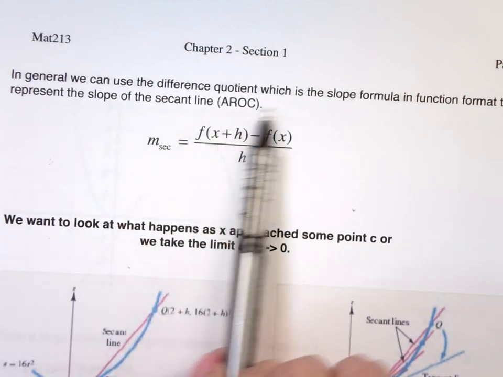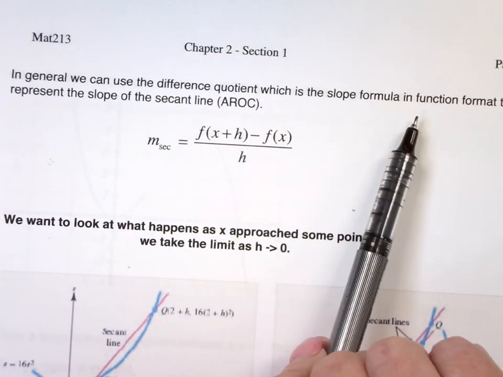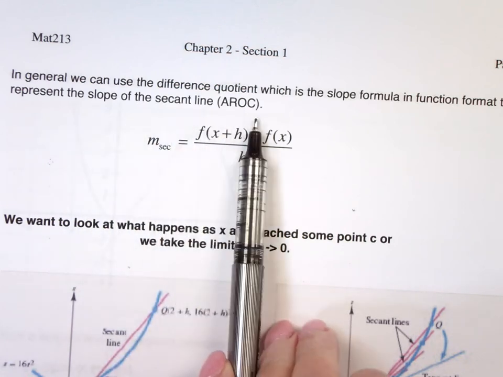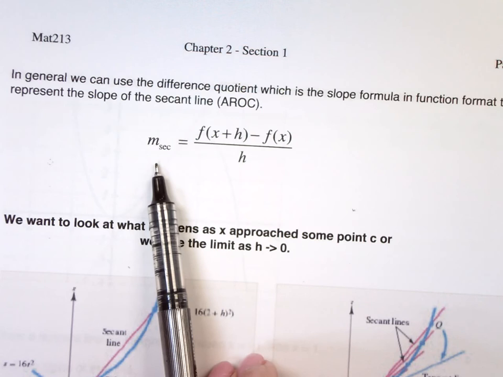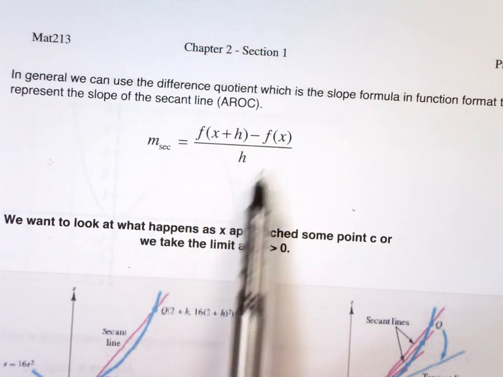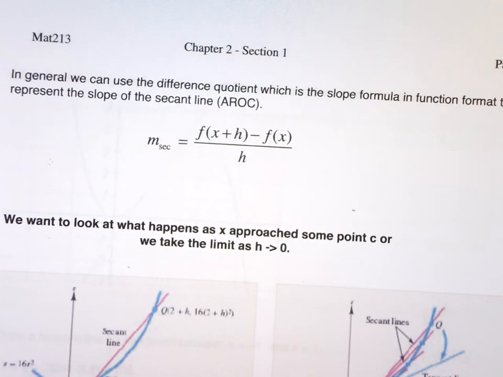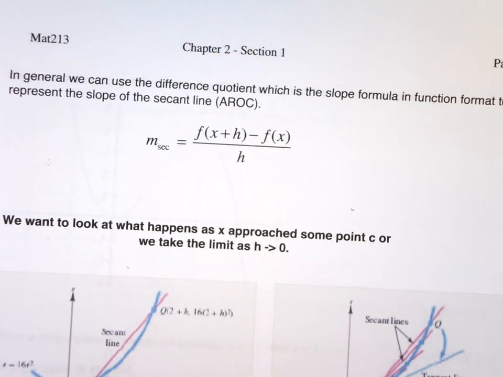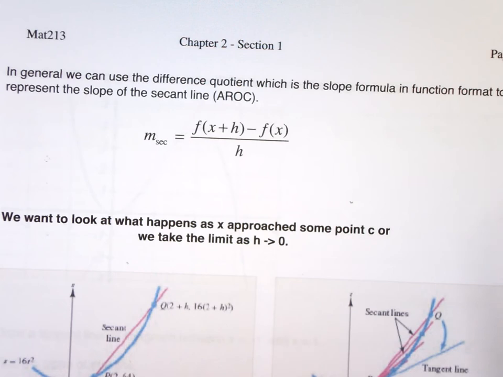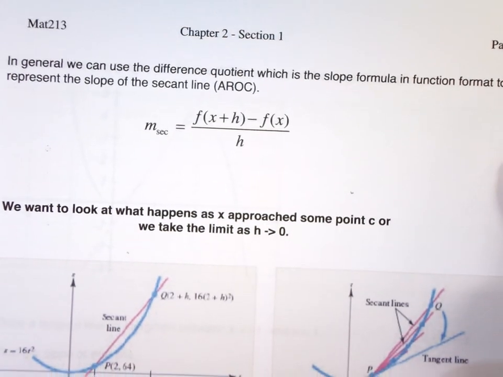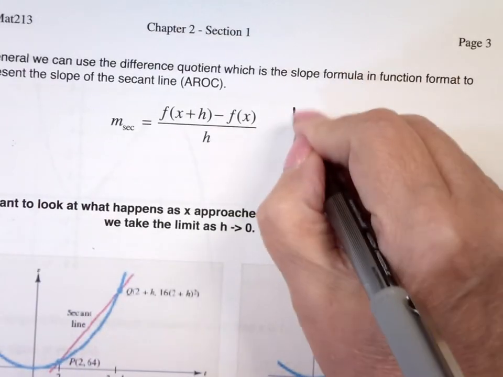In general, we can use the difference quotient, which is the slope formula in function format, to represent the slope of the secant line, AROC. So slope of the secant is f of x plus h minus f of x over h. You should have seen that in college algebra. We will actually be doing it in my class in college algebra on Monday morning. And that is the difference quotient.